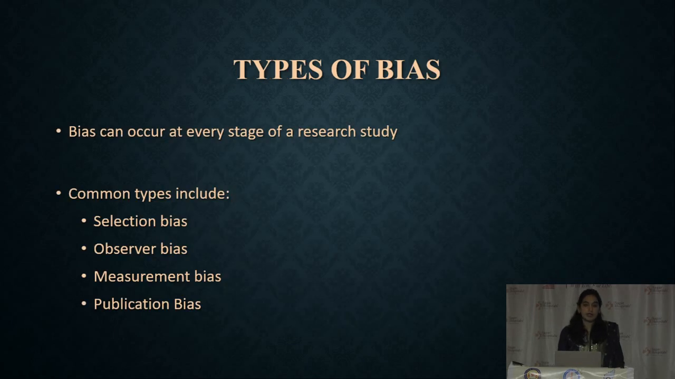Bias can actually occur at every stage of the research study. Like I said, there are 25 different types of bias. Most common types are selection bias, observer bias, measurement bias, and publication bias.